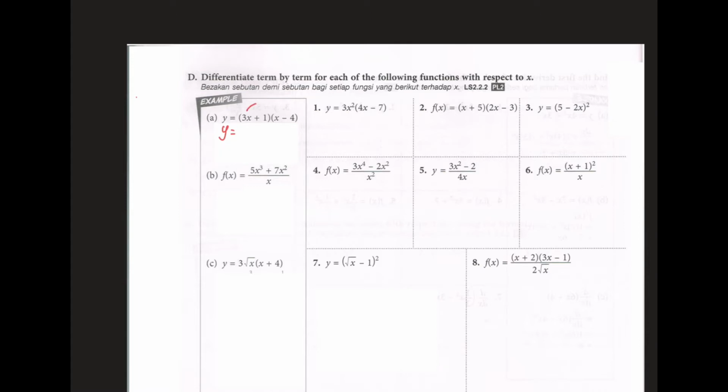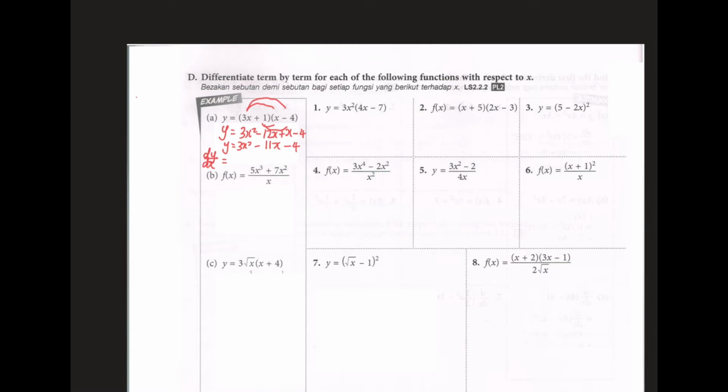So y equal to, you take this times this, 3x times x is 3x squared, 3x times minus 4 is minus 12x, and then 1 times x you get x, and then 1 times minus 4 you get negative 4. Then you get y equal to 3x squared minus 11x, and then minus 4. So we can simplify it to many terms which add or minus with each other, and then after that we can do dy dx, differentiation.